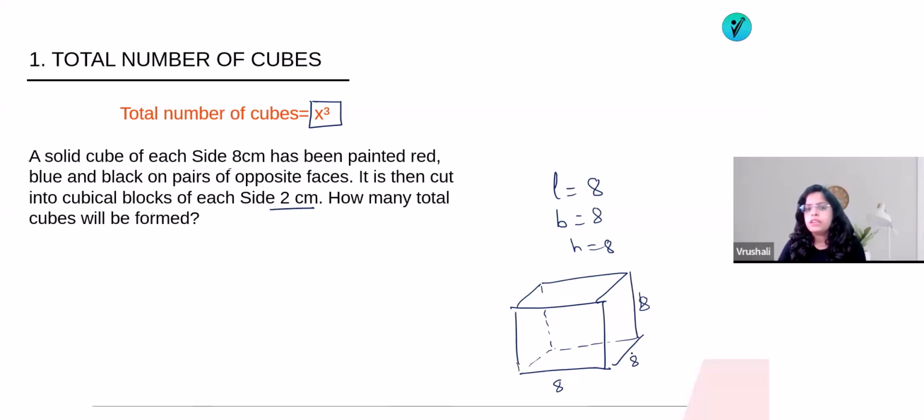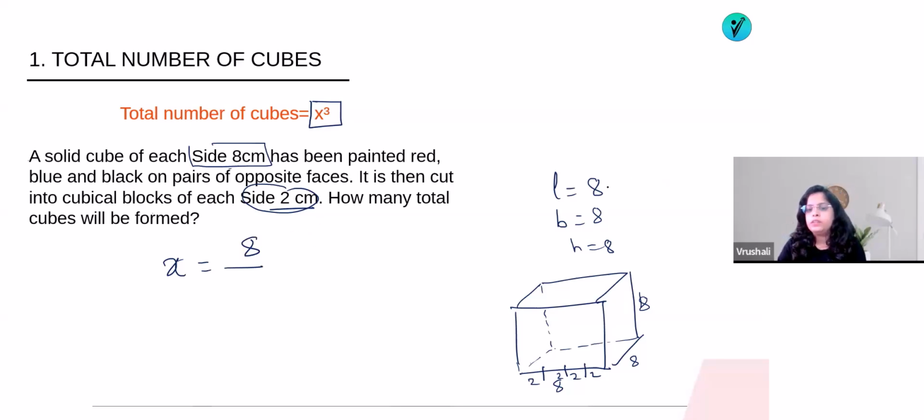If the total side was 8, and now I have cut it into sides of 2, 2, 2, it means how many total cubes will be there? Each side is 2 centimeters, and the total side was 8 centimeters. So how many parts will there be? Let x be the number of parts: total 8 divided into parts of 2.